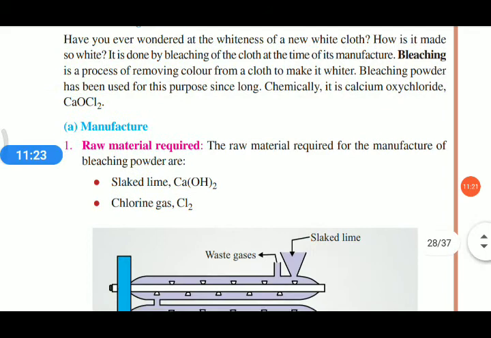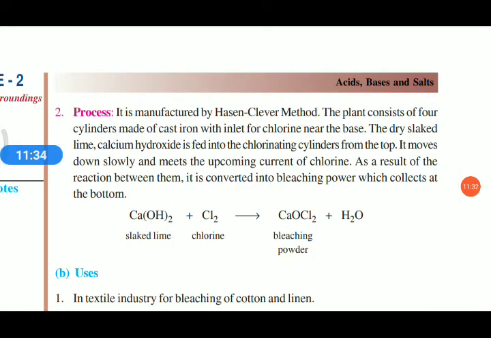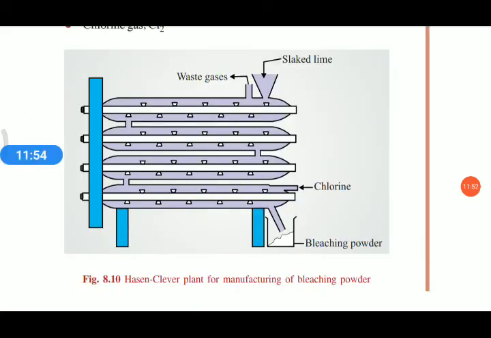Its manufacture. The required raw materials are slaked lime, calcium hydroxide, and chlorine gas, Cl2. The process of making bleaching powder is known as the Hasenclever method. In the Hasenclever method, the plant consists of 4 cylinders made of cast iron with inlet for chlorine near the base. This is the plan for the Hasenclever method for manufacturing bleaching powder.